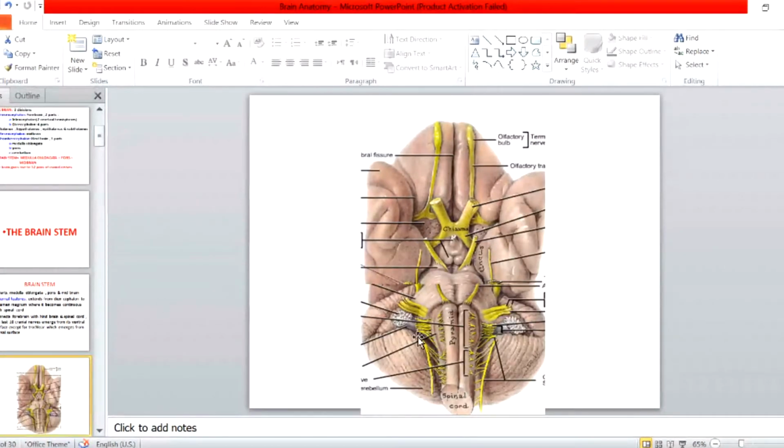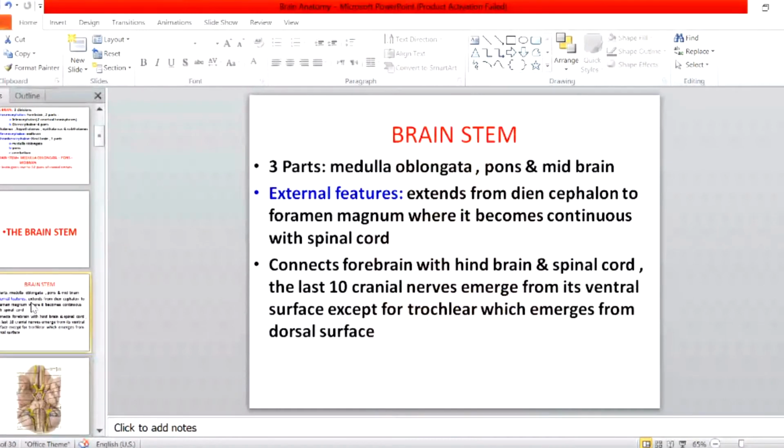These are called brainstem because they connect to the spinal cord from below, and above connect to the forebrain, and from the dorsum they connect to the cerebellum. That's why these three portions are called brainstem, formed of the medulla oblongata, pons, and midbrain. It extends from the diencephalon to the foramen magnum, where it becomes continuous with the spinal cord.